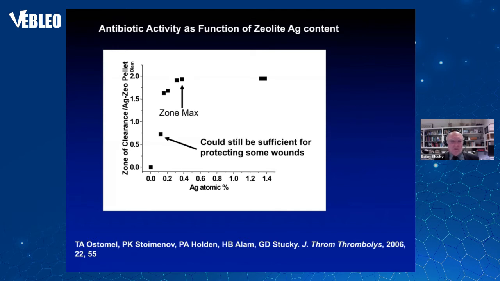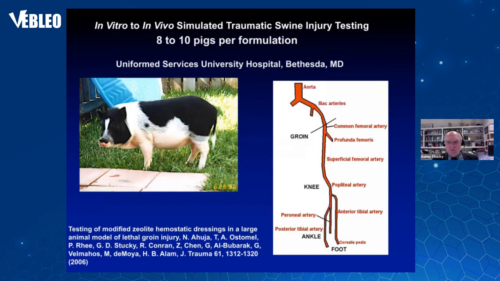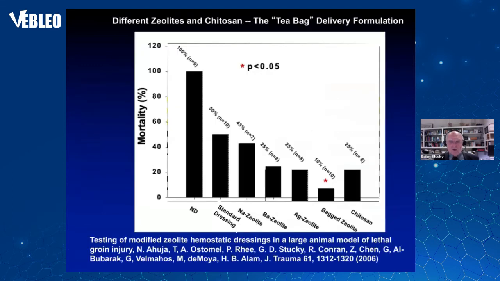And that worked very well. We picked out here the zone clearance and the amount of silver that was used. For some wounds and simple things you could use very small amounts, and the maximum you get was about 0.4 silver atomic percent. The next step in this was always going to in vivo tests, and that was done, again, by the Uniformed Services University Hospital in Bethesda. And I'd mentioned 8 to 10 pigs, usually controlled with the femoral artery or other. That's not the only one, but they were basically looking at the bleeding.